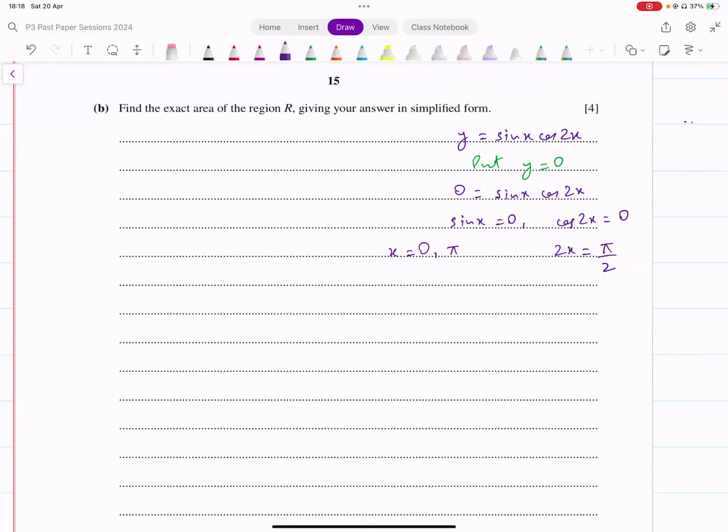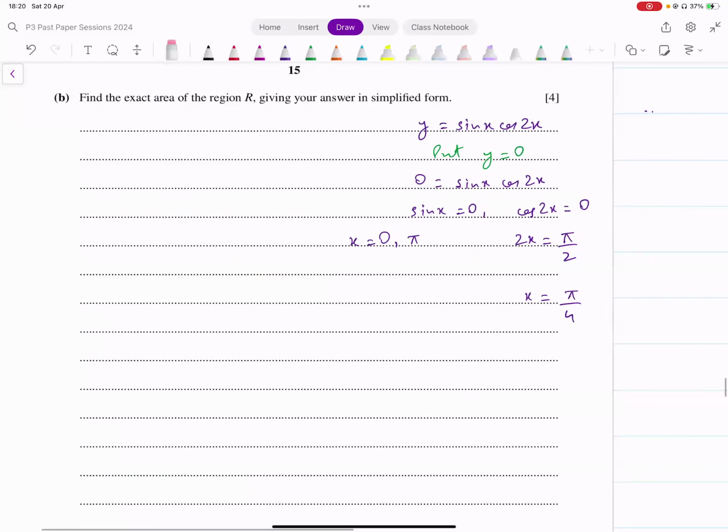X either equals 0 or pi, or 2x equals pi over 2. So from this, we get x equals pi over 4. These are the x-intercepts that we're getting: x equals 0, x equals pi, and x equals pi over 4. These are the three x-intercepts of this graph. This as well.